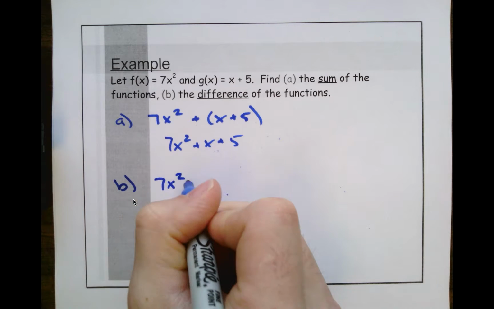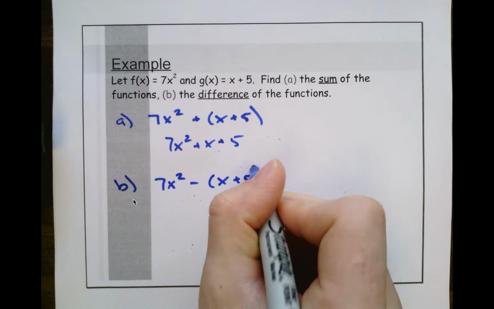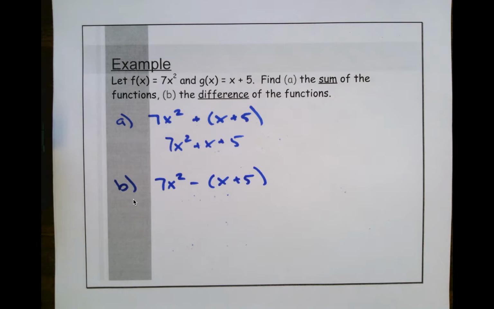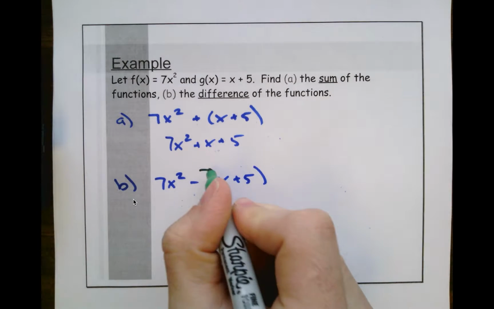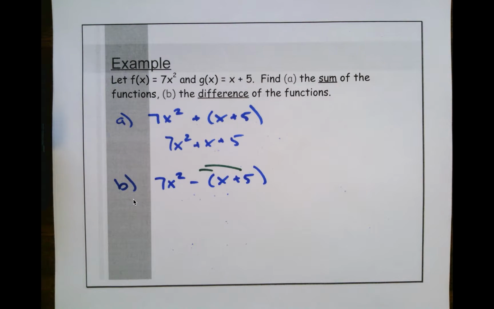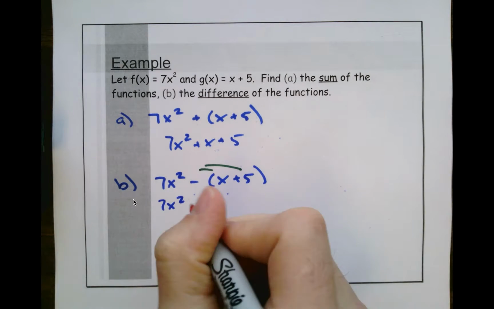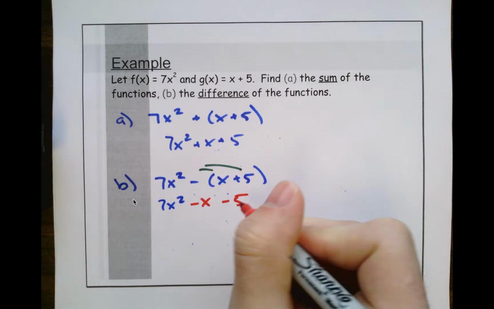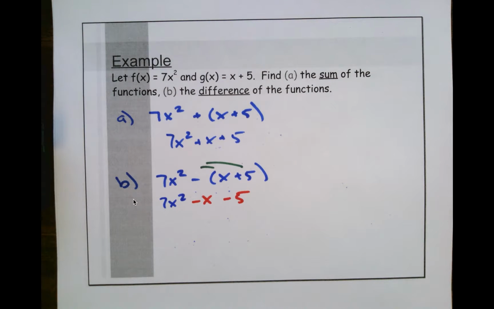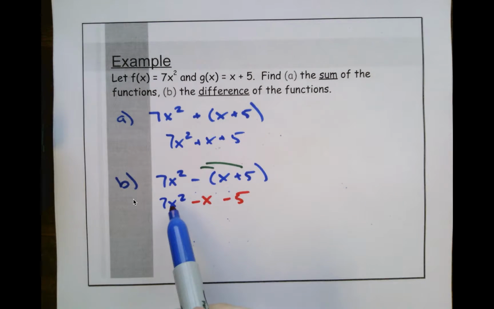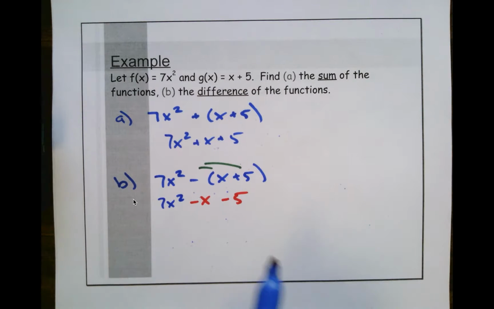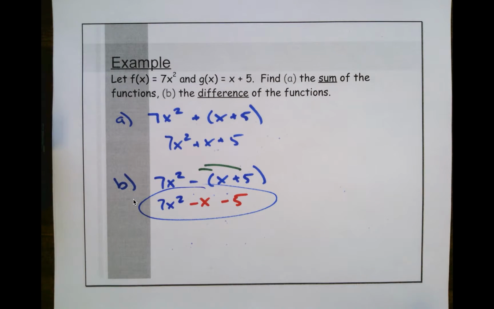I'm going to say 7x squared minus x plus 5. When we have something like this, remember we have to change the sign of both things inside here. So what we would have is 7x squared. We would then have minus x minus 5. Looking at those, again, there's nothing that we can combine there because x squared and x are different terms and we can't combine them. So that would be our final answer here.